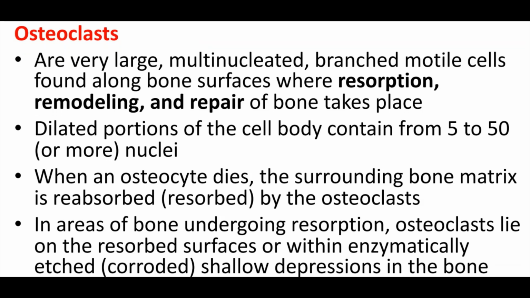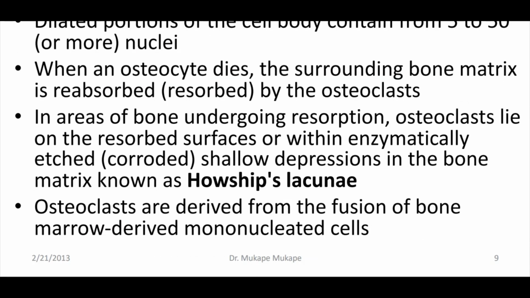These are very large, number one, multinucleated, branched motile cells found along bone surfaces where resorption, remodeling, and repair of bone takes place. The dilated portions of the cell body contain about 5 to 50 nuclei. When an osteocyte dies, the surrounding bone matrix is resorbed by the osteoclasts. We've already talked about this.